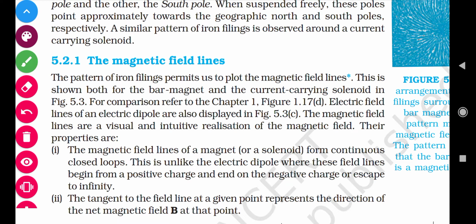In this video I explain article number 5.2.1, the magnetic field lines. As we have seen in the first chapter, there were electric field lines. Electric field lines are a representation of electric field. Similarly, magnetic field lines are a visual representation of a magnetic field. The magnetic field lines are a visual and intuitive realization of the magnetic field. And the pattern of magnetic field lines we have seen in the previous video.